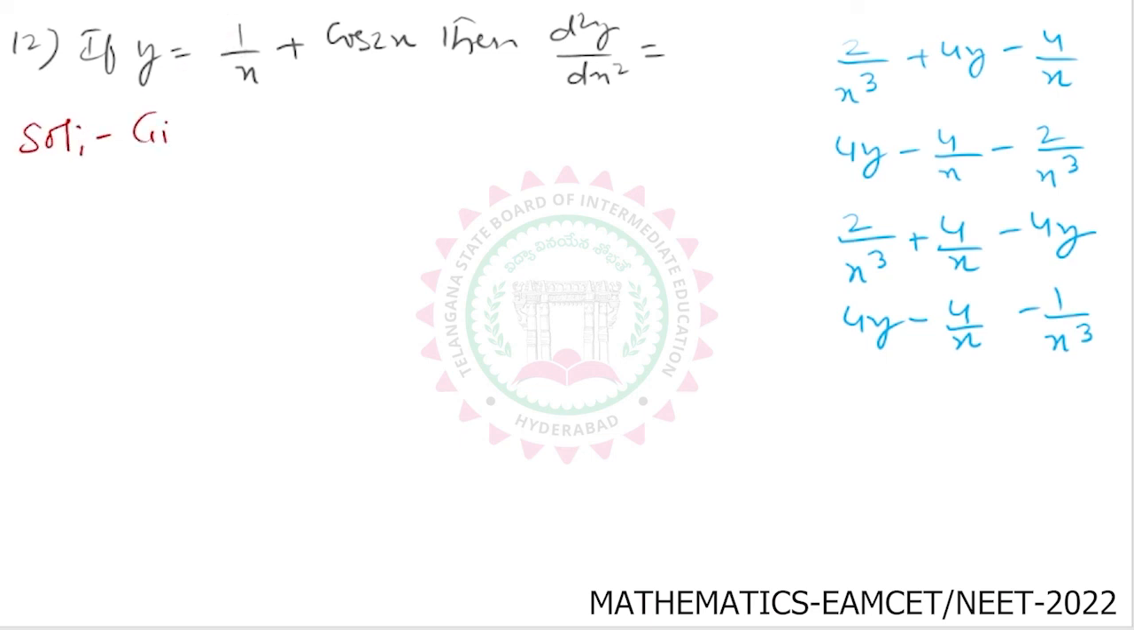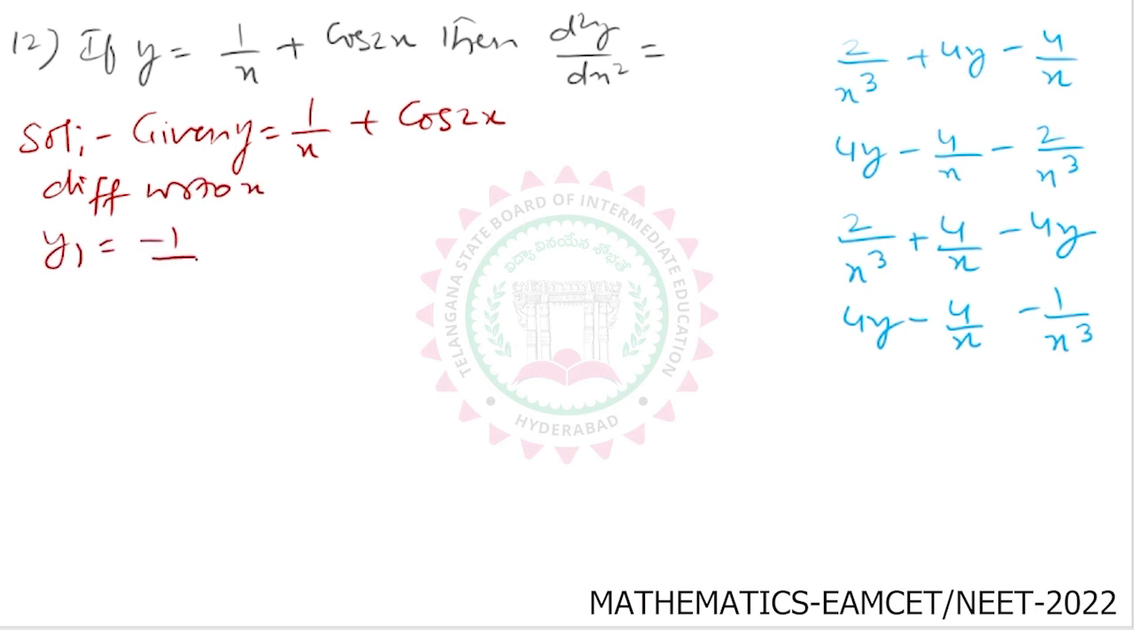What is given? y equal to 1 by x plus cos 2x. So we have to find the second derivative, right? So differentiating with respect to x, y1 is equal to derivative of 1 by x is minus 1 by x square. Derivative of cos 2x is minus 2 sin 2x, right? So this is the first derivative. So differentiating again with respect to x.